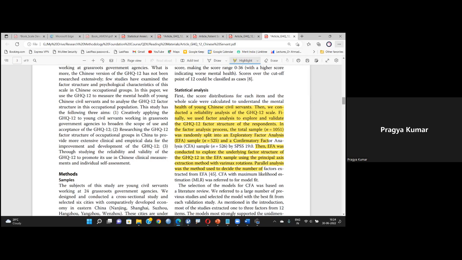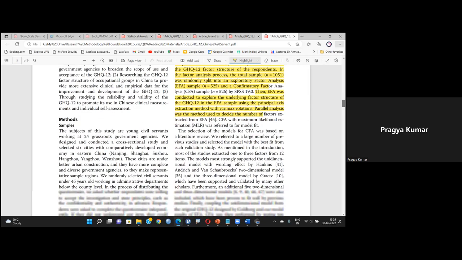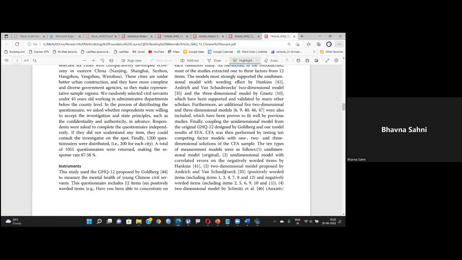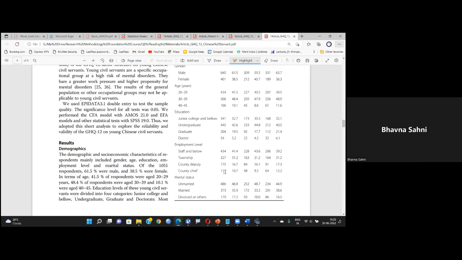And now what they did, they compared it with others, like Hankins and Gratz. They have given some other factor numbers of this GHQ 12. So they have proposed a model based on their findings also. So now, if you see, we can do it. It is not wrong, no?